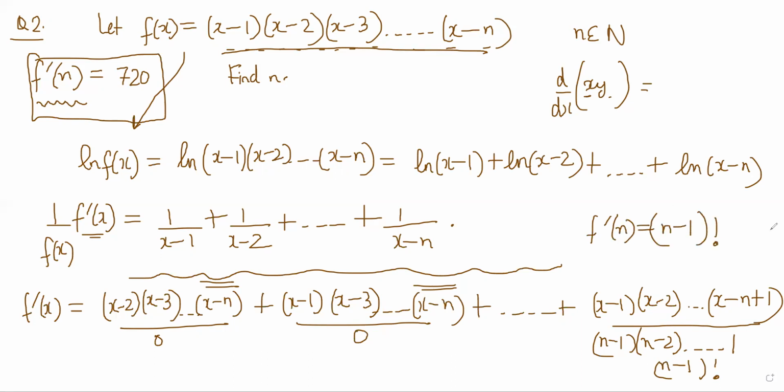And since that is equal to 720, I know n must be equal to 7, because 6 factorial is actually 720. So n minus 1 is equal to 6 and n is equal to 7. So we have solved this one also.